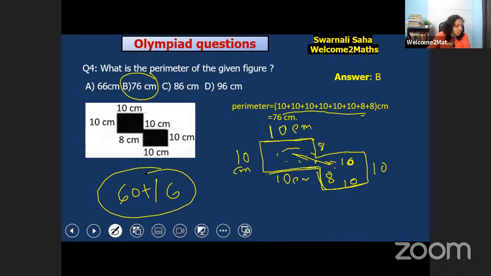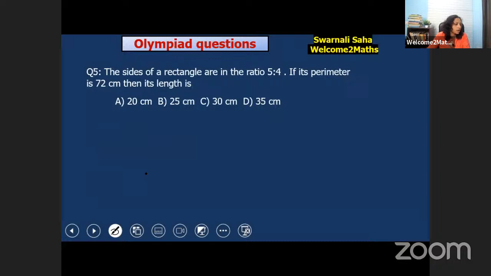Let's solve the next question. The sides of a rectangle are in the ratio of 5:4. If its perimeter is 72 centimeter, then its length would be how much? The sides of a rectangle are in the ratio 5:4. If its perimeter is 72 centimeter, then its length would be how much?